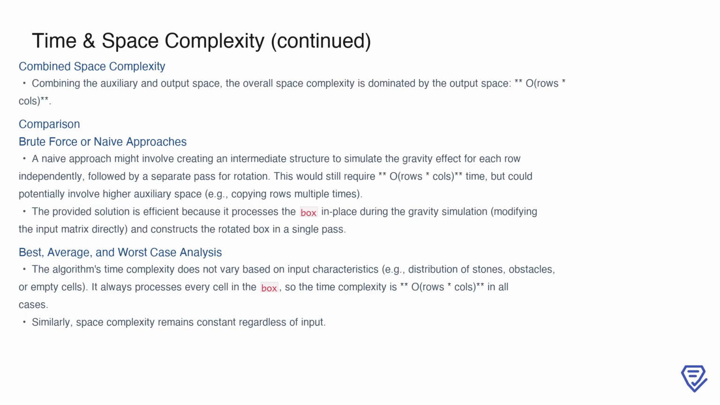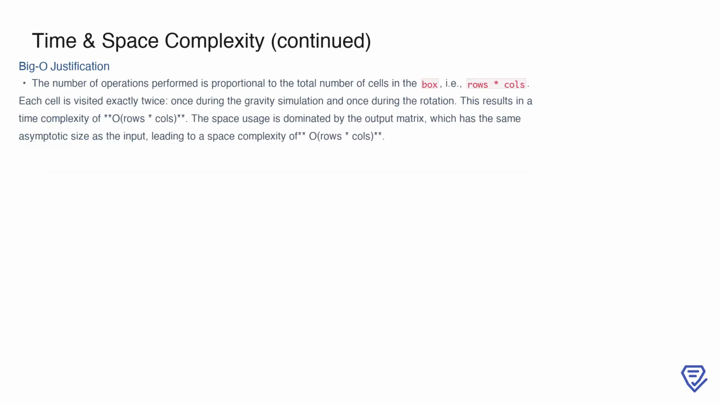Additionally, the algorithm's time complexity remains consistent across all cases, whether the input contains many stones, obstacles, or empty cells, because every cell is processed exactly once. This results in a time complexity of O(rows * cols), regardless of the input, and the space complexity remains constant as well. Finally, let's justify the big O notation for our solution. The total number of operations is proportional to the number of cells in the box, which is rows * cols. During the gravity simulation, each cell is visited once, and during the rotation, each cell is visited again.